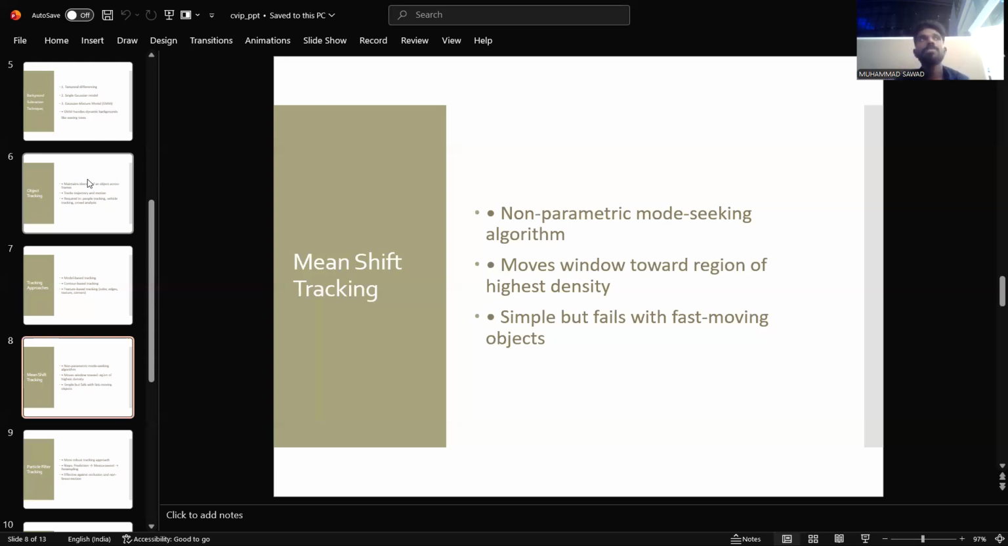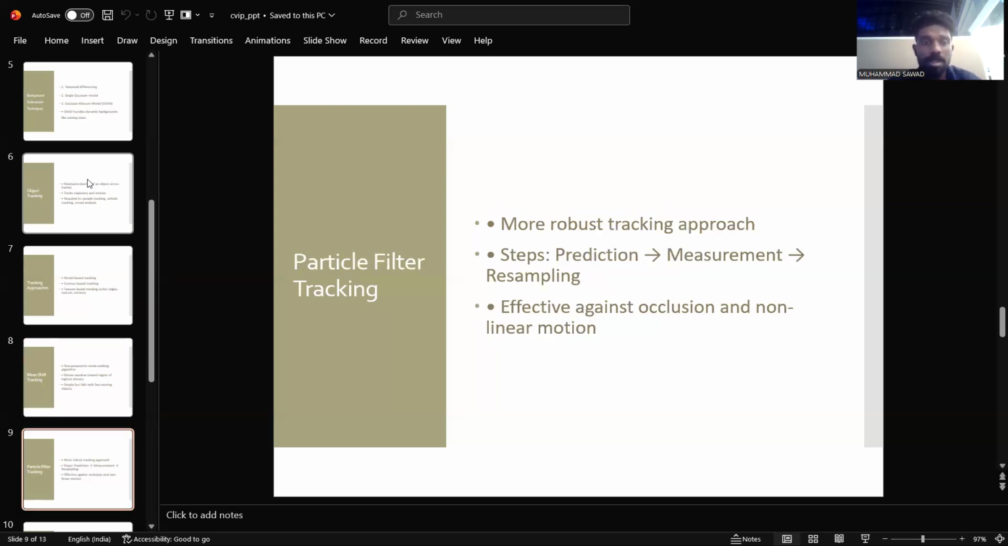So the mean shift tracking mainly cannot be used for fast moving objects because it cannot identify the objects that move too fast, because the frames go on looping out and cannot find the correct object or correct time. In the next slide, we are going to tell about the particle filter tracking.